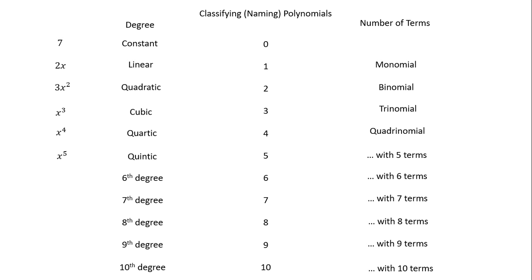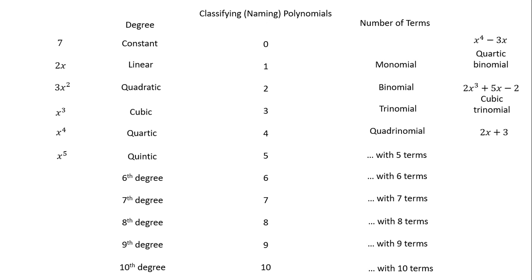So, if we wanted to name a couple, x to the 4th minus 3x. First, we look at the degree. It's x to the 4th. That's 4 degrees, so that's a quartic. And there's 2 terms. Binomial. It's a quartic binomial. 2x cubed plus 5x minus 2. Let's see, it's a degree 3. So that would be cubic, 3 terms. Trinomial. So you have a cubic trinomial.